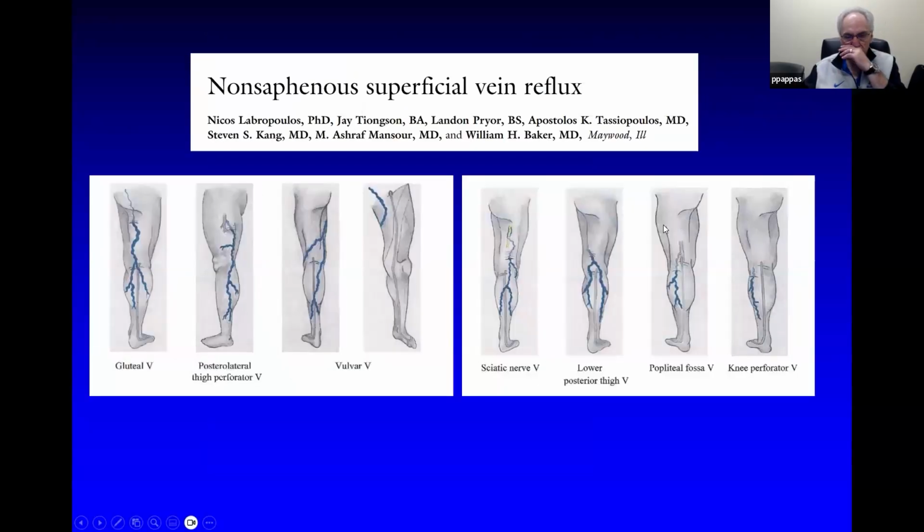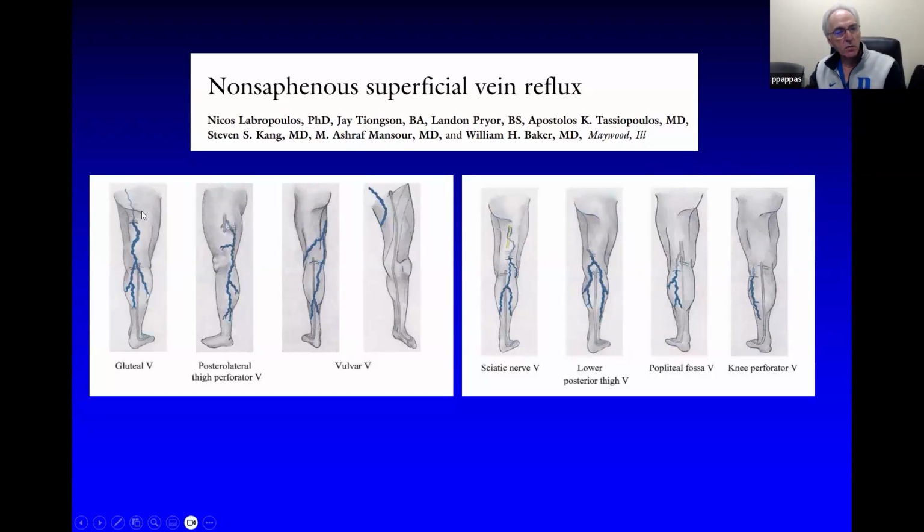Now, this paper, if you guys have cameras or your phones, take a picture of this paper. Every one of the fellows, you should get this paper and read it. This is the best description of non-saphenous superficial vein reflux. I have this paper on the share drive, so you don't have to go searching for it, but I expect all of you to read this paper. And I expect all of you to talk to your attendings about this paper.